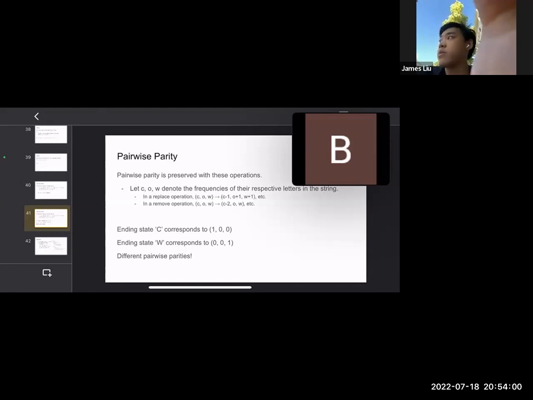Now, this is pretty big because we know that because they have different pairwise parities, you can't go from one to the other, right? Because the operations keep pairwise parities the same, and because C and W, and then we can infer O, have different pairwise parities, no matter what operation we do, we can't go to them. It's mathematically impossible to go from them just because they have different pairwise parities, and that's the cool thing with this preservation property.